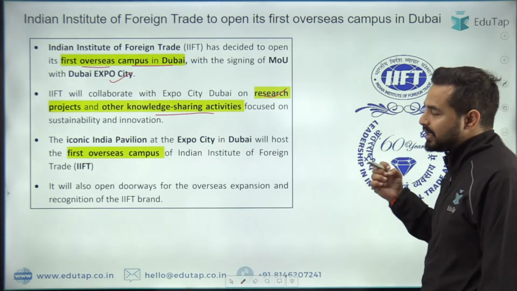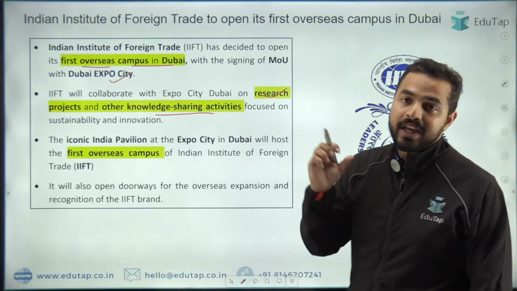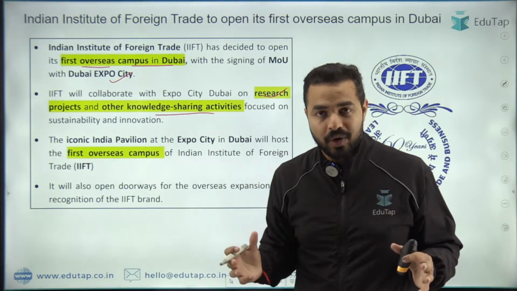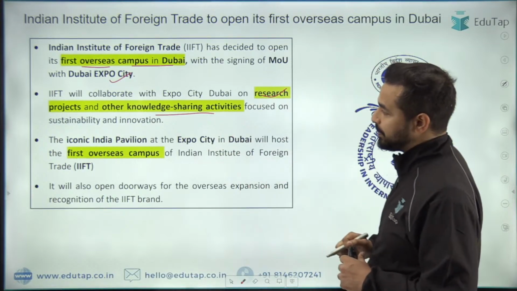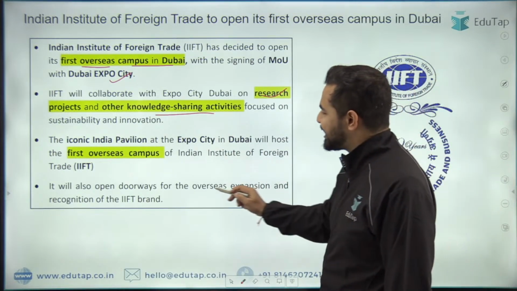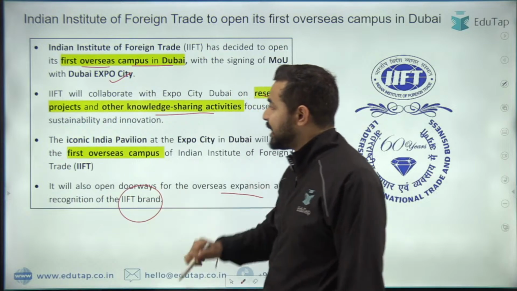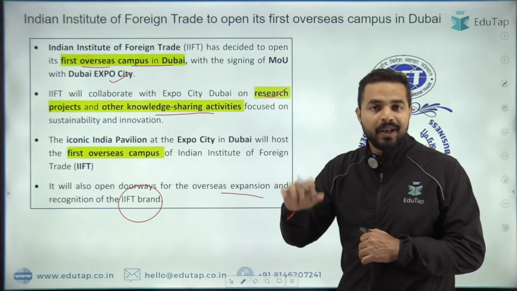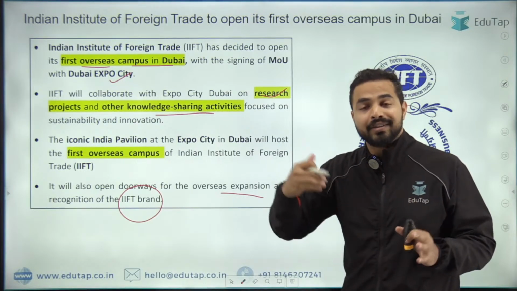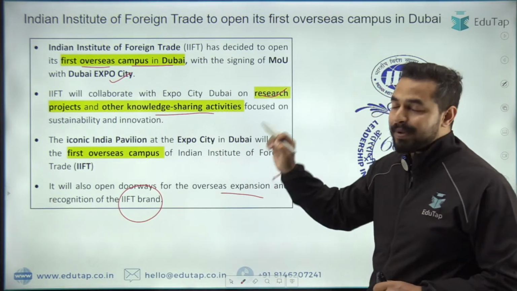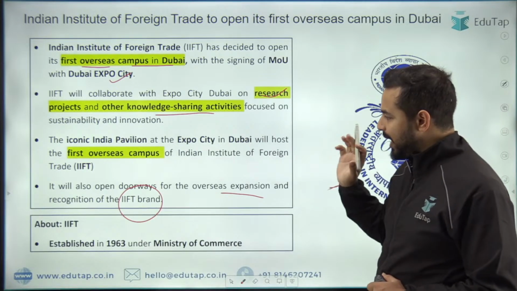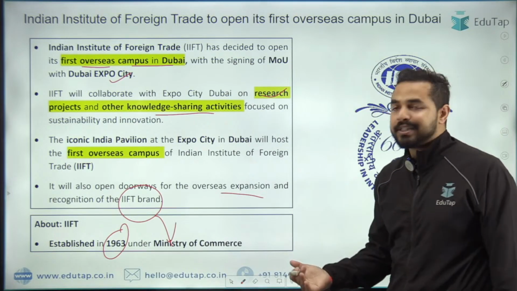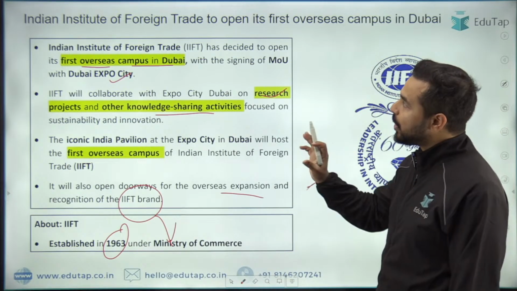And with this, you can see that it will really help IIFT to become one of the leading institutions across the world working on foreign trade. It will also open doorways for overseas expansion and recognition of the IIFT brand, as it will be opening its first overseas campus in Dubai. And what can happen with this? Basically it can also expand further into other regions of the world. So this is going to be a stepping stone for IIFT. We have already discussed that it was established in 1963 under the Ministry of Commerce, a very important point. So this is all about the IIFT.